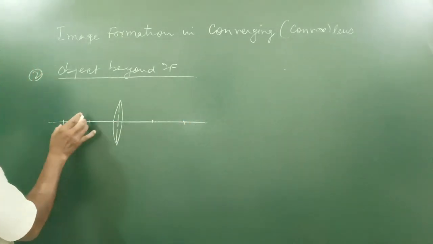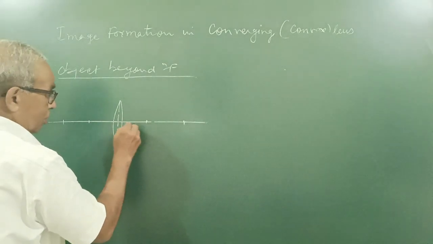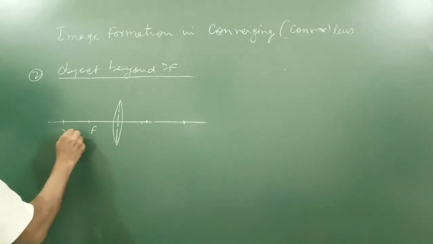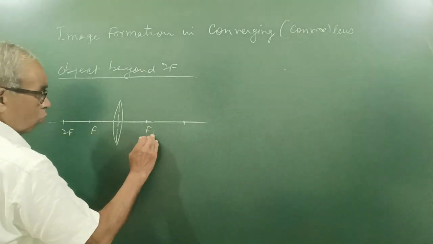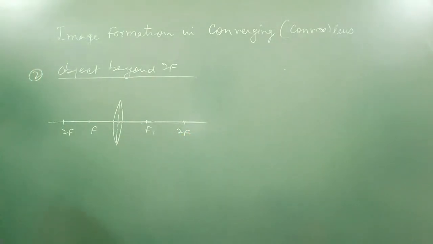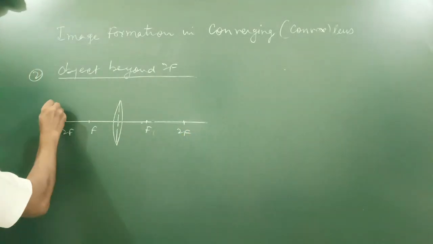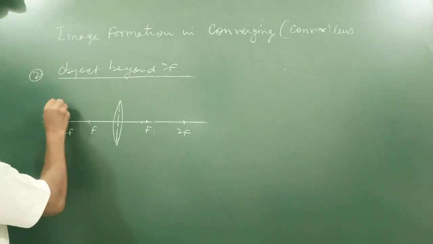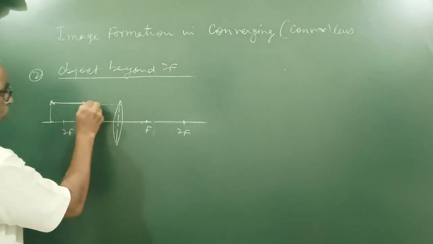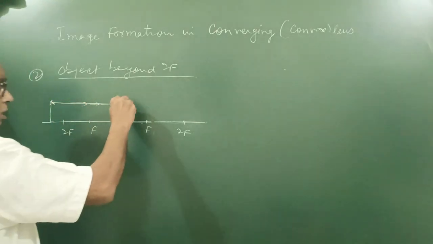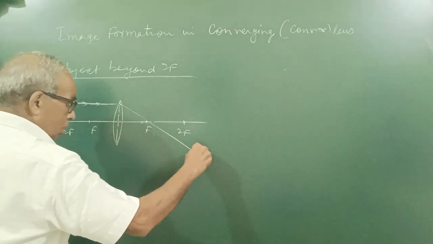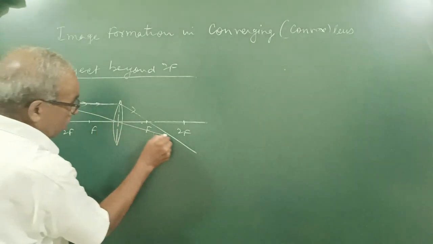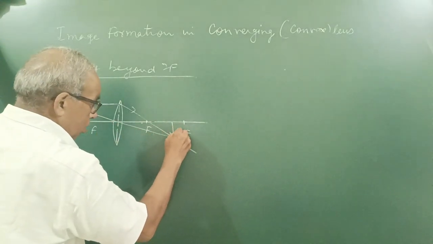2F, these distances will be equal. And take a scale, if it is 5 cm, this will be 5 cm. This is F, 2F. We don't write here F1, F2, but I will tell you why we don't write like that. Now object here beyond 2F. You can take a ray parallel, and I told you a parallel ray converges at focus. It will pass through focus like this, and the other through the optical center. So they will meet here.